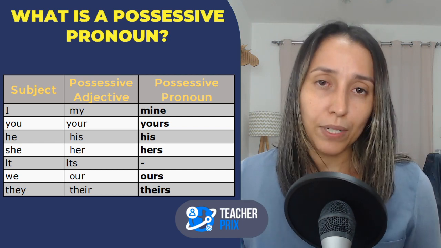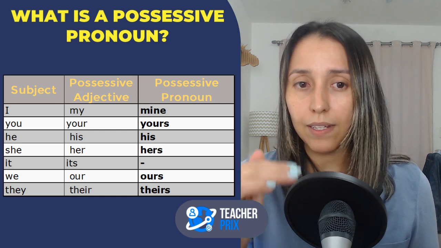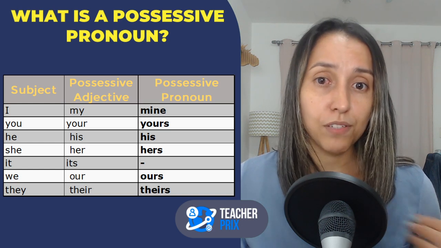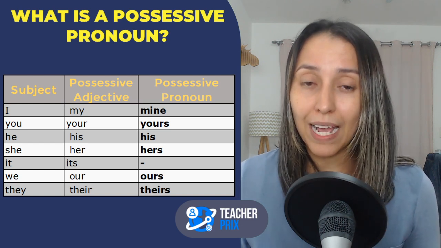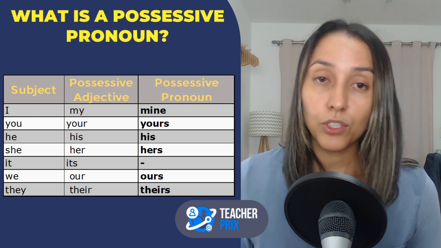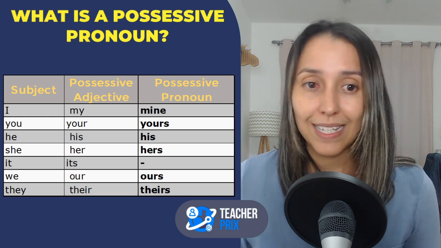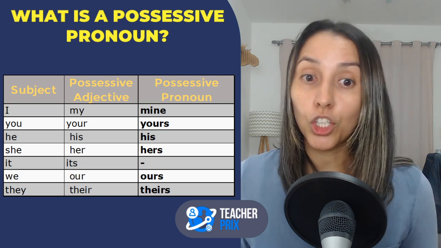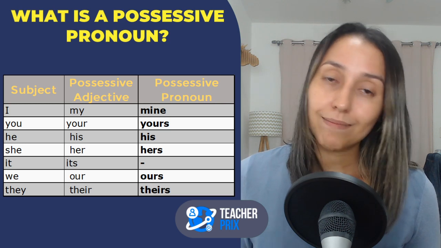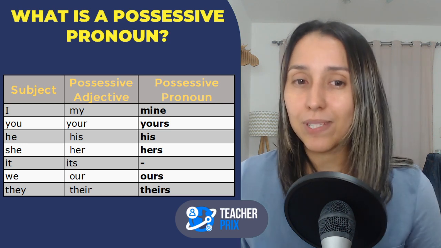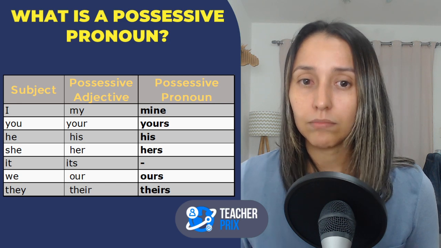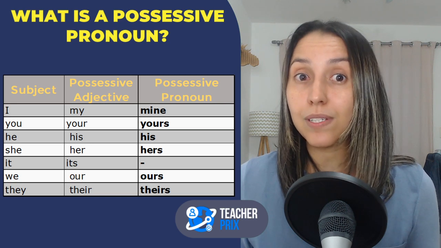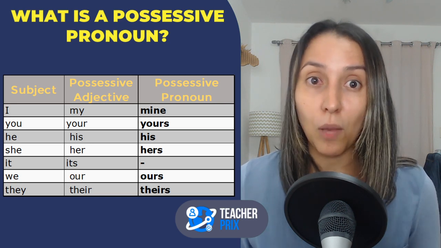Now, each pronoun has its own possessive pronoun. The possessive adjective is my. The possessive pronoun is mine. You, yours. He, his. She, hers. It doesn't have one. So I can have a possessive adjective with it, but I cannot have a possessive pronoun. It doesn't usually have a form. We don't usually use this language when we're talking about things and objects and animals.